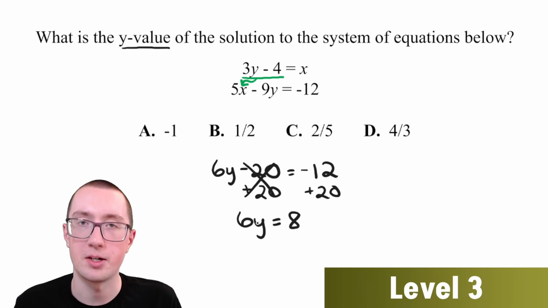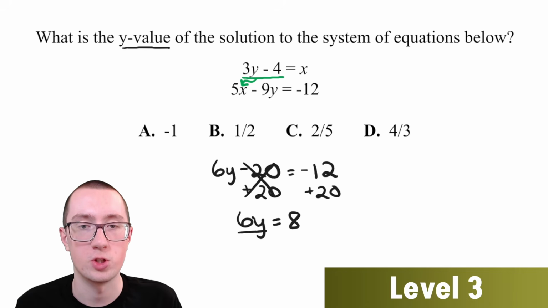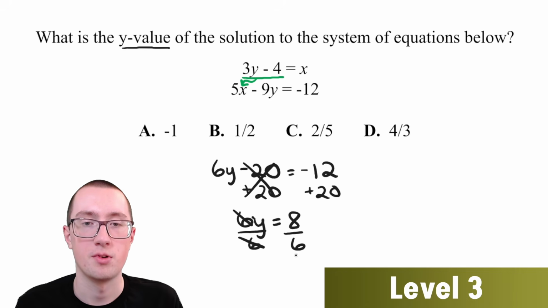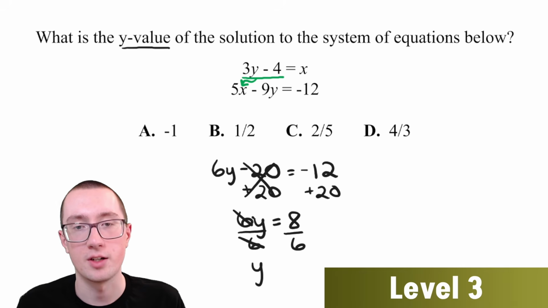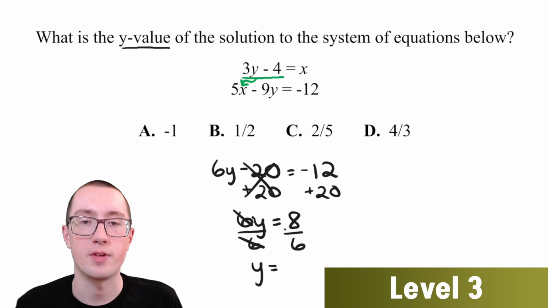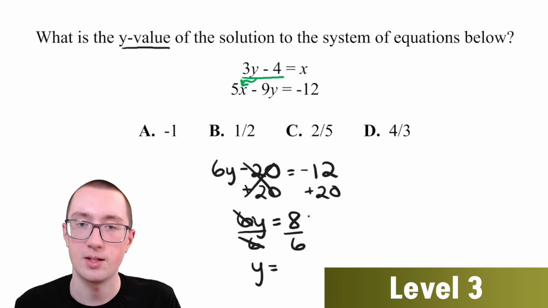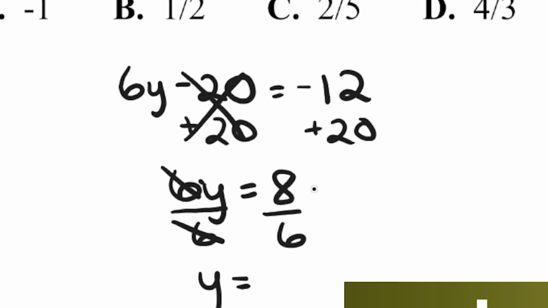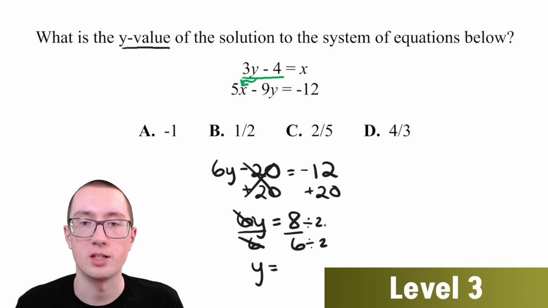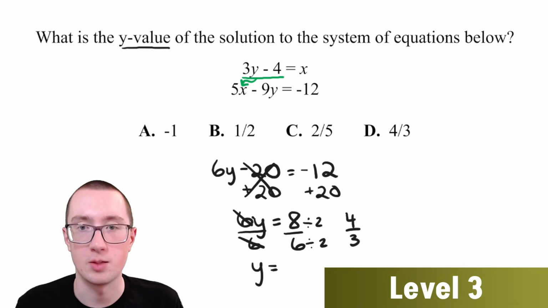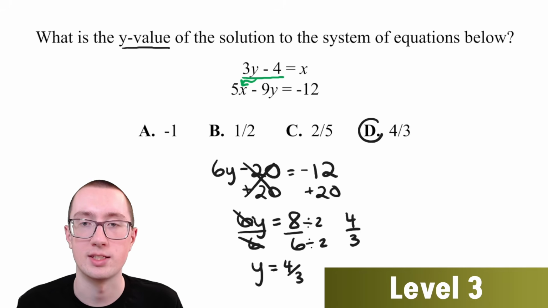Whenever you see a number and a letter next to each other, that means multiplication. So I'm going to do the opposite of multiplication, which is division. So the 6's cancel out. On the left side, we just have y. I'm running out of room here. And on the right side, we have 8 over 6. So that's actually a fraction that we can simplify. I can tell that because these are both even numbers, which means they can both be divided by 2. So 8 divided by 2 is 4, and 6 divided by 2 is 3. And 4 over 3 can't be simplified anymore, which means that our answer is y equals 4 over 3, or D.